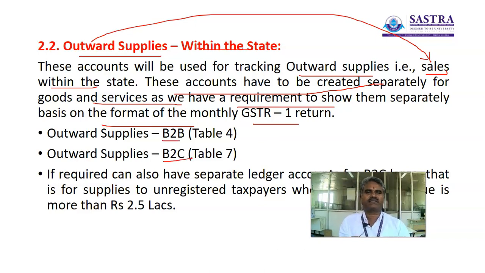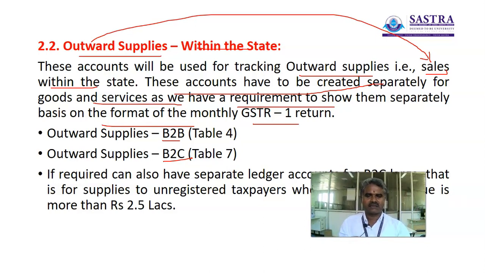B2B means business to business. When we supply goods to some other companies or some other dealer, this is business to business, because you are not sending goods to your customer directly. You are sending goods to some other business, dealer or agent who is selling your product in some other cities. When you supply goods to a customer, that is only B2C.